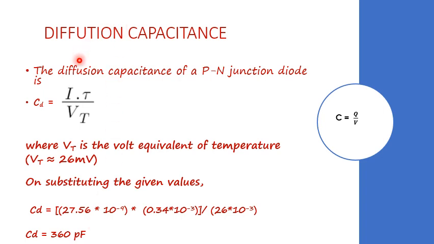In the diffusion capacitance, this transit time is the minority carrier lifetime. That is, a hole which is recombined with an electron in the n-type material, that is called the transit time. So it is the minority carrier lifetime, such as a hole recombining with an electron in the n-type material. Always remember that is going to be your transit time.